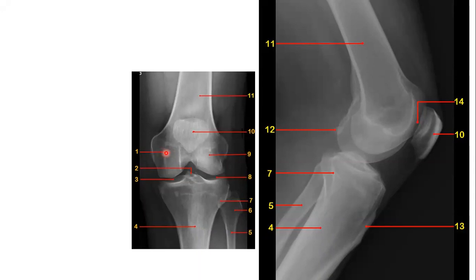Number 1, medial femoral condyle. Number 2, intercondylar eminence. Tibiofemoral joint medial compartment.